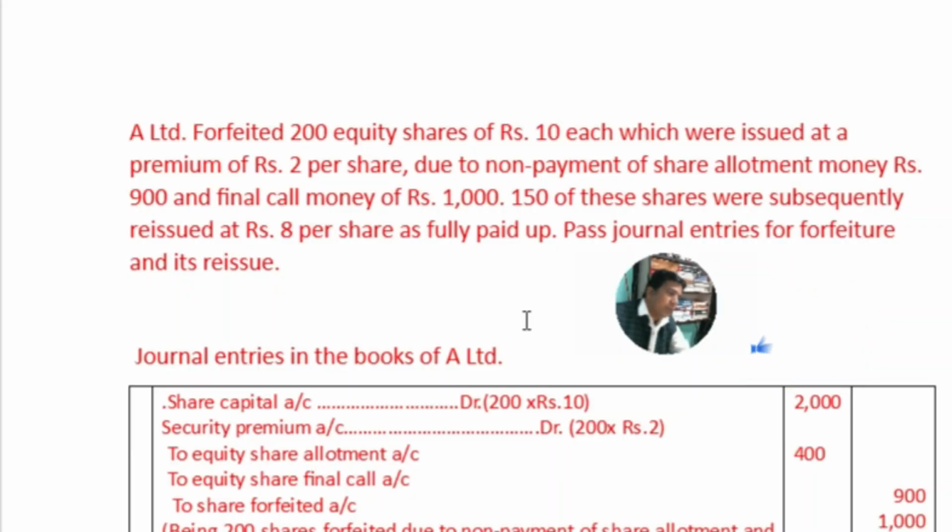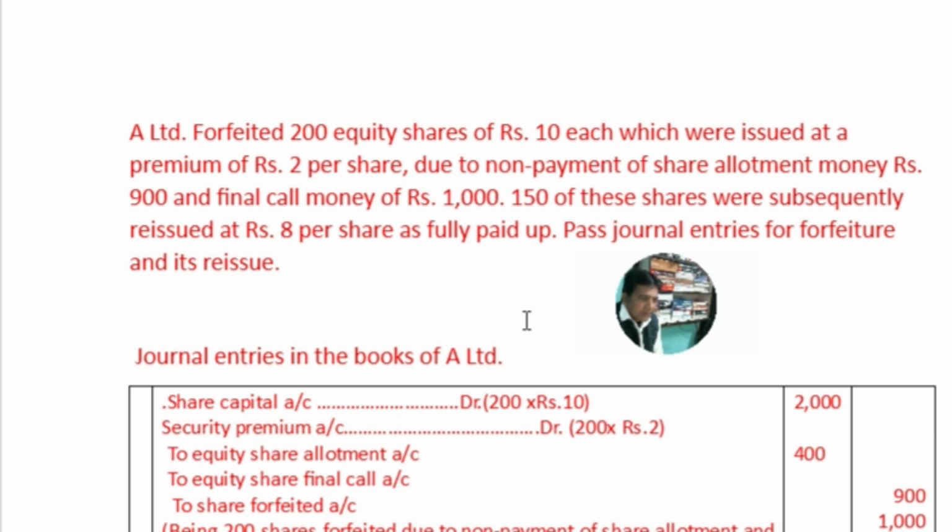Hello dear students, today I am presenting the second part, which contains only the forfeiture and reissue of shares. This type of problem generally carries 3 to 4 marks. Besides that, problems which contain issue, forfeiture and reissue carry 8 marks, but the problem I am going to solve in today's class carries 3 to 4 marks.